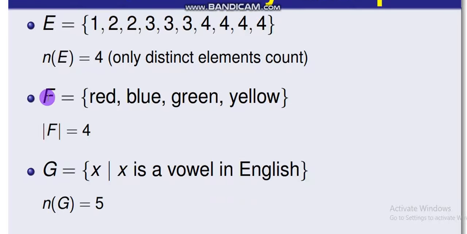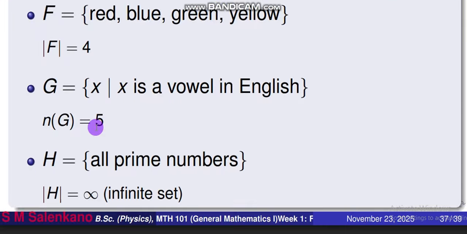Okay. F here is a set of red, blue, green, yellow. So how many elements do you have? 1, 2, 3, 4. So the cardinality of F is 4. Then you have G is a set of x such that x is a vowel in English. So this is in set builder notation, right? And it satisfies our condition. The number of vowels is 5. You have 5 vowels in the English language, right? So the cardinality of set G should be 5.